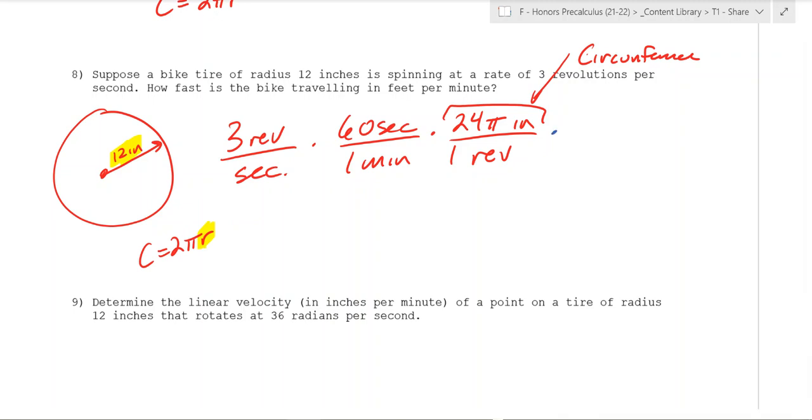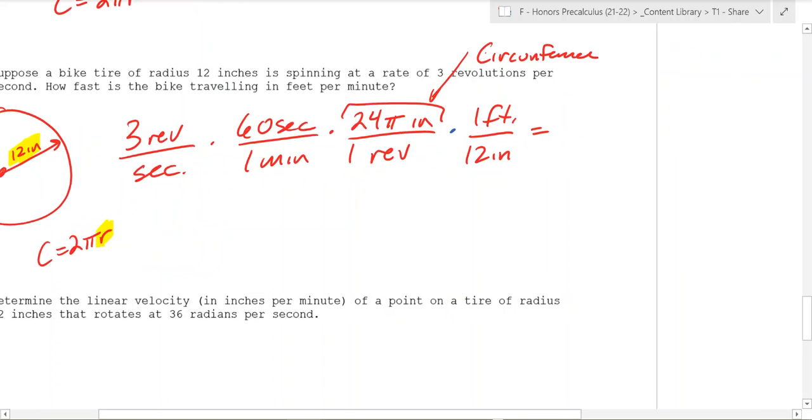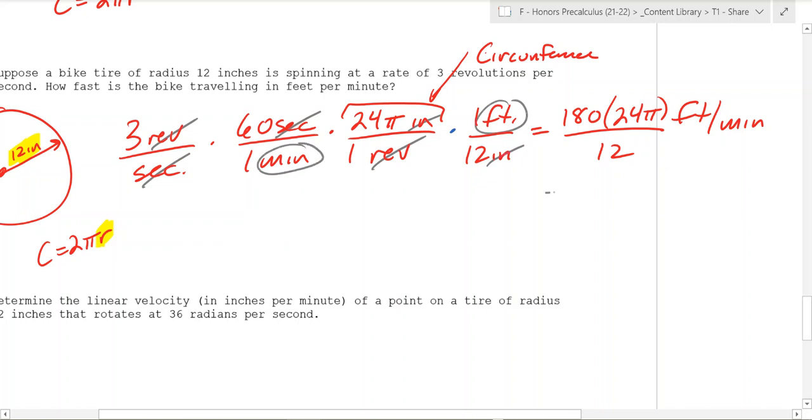And the last thing you know is that in 1 foot, there's 12 inches. So when you do this all out, a lot of things cancel, and you end up with 180 times 24 pi all over 12 feet per minute. Because what cancels here, you end up with the seconds canceling, the revolution canceling, and the inches canceling, and you're left with feet and minutes. So you end up with 360 pi feet per minute, which is about 1,130.973 feet per minute.